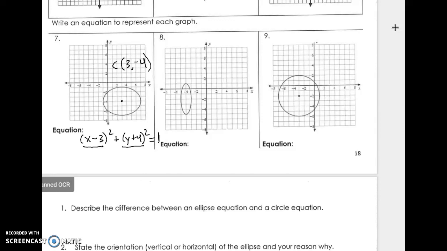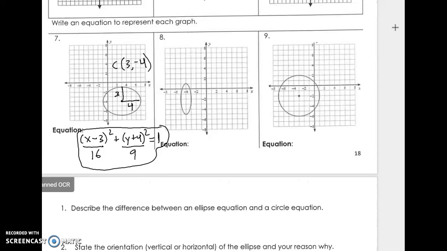So for this ellipse, the semi-minor is going to be this shorter radius. The semi-minor is going to be, it looks like a length of 3. And the semi-major appears to be 1, 2, 3, 4, a length of 4. So the denominators are going to be the squares of those radii, and that's your equation.